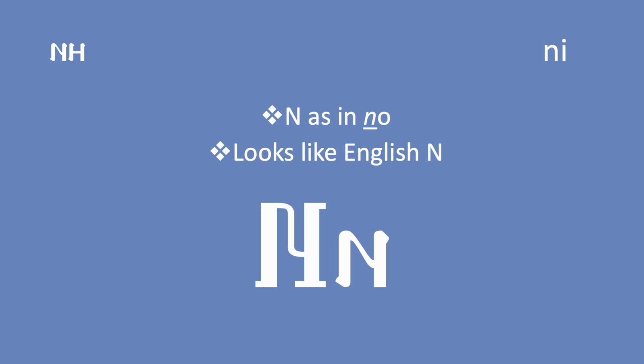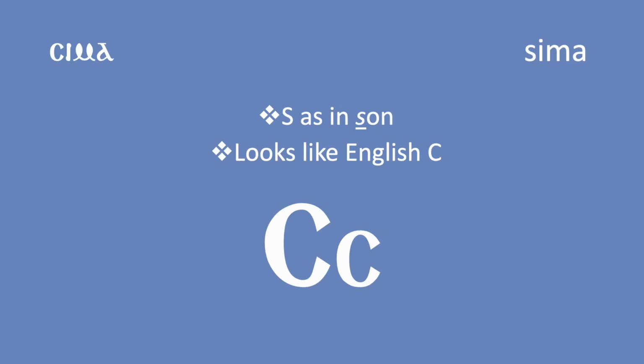Next, this is Ni or Ne. This letter looks just like an English N and makes an N sound. Next, this is Sima. Now, you might be thinking that Sima can make a K sound, but don't be deceived. Sima can only make an S sound.